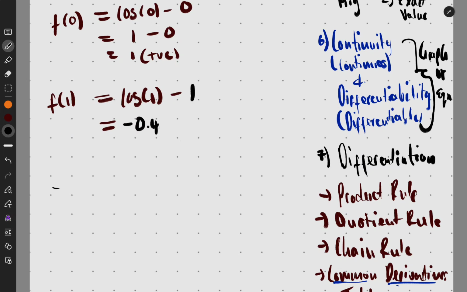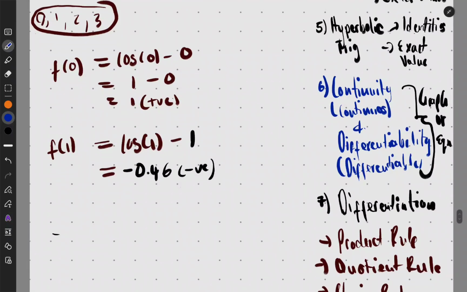So it's going to be negative 0.4597, okay? Or you can say just negative 0.46, which is a negative value. I almost made a mistake there, oh my goodness, but it doesn't matter. So here we have seen that there is a sign change. One was positive, the other one was negative, okay?